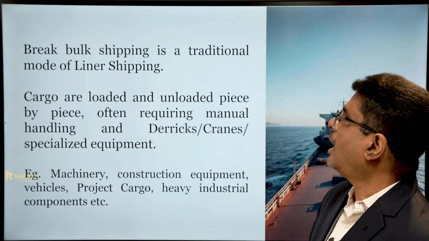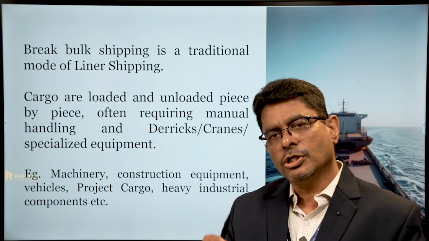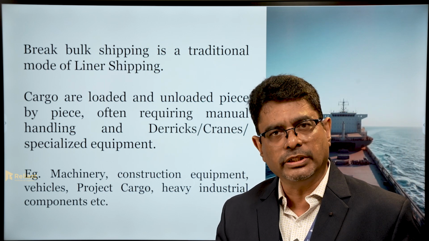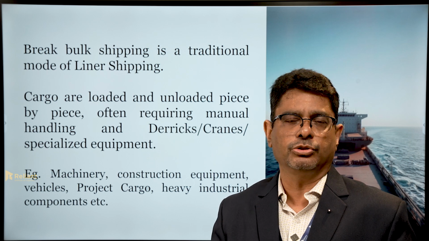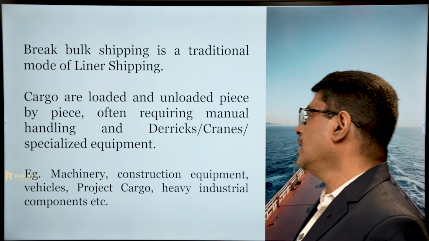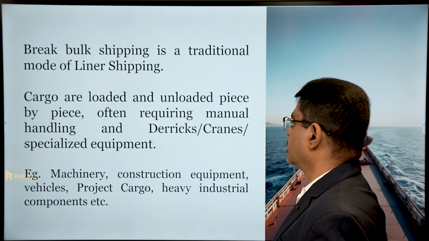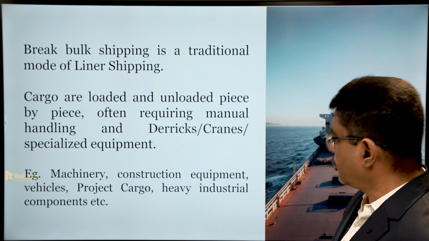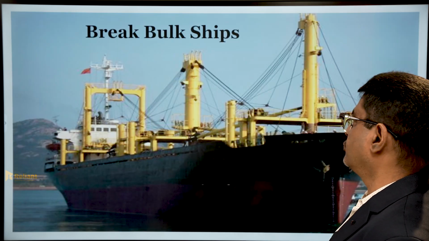Break bulk ships are the traditional mode of liner shipping, where all sorts of small parcels are loaded and unloaded individually, piece by piece, using cranes, derricks, and other special equipments. These are examples of break bulk cargo: machinery, construction equipments, vehicles, project cargo, heavy industrial components, etc.